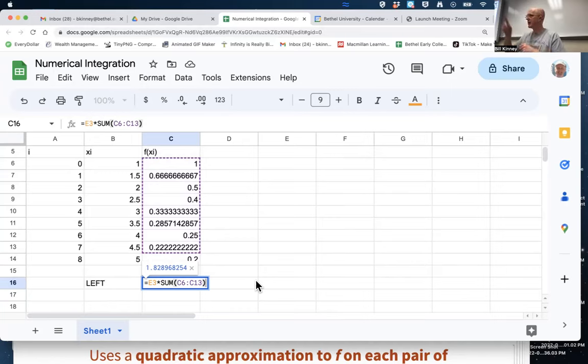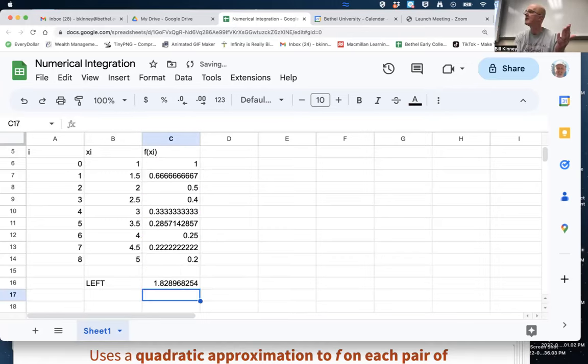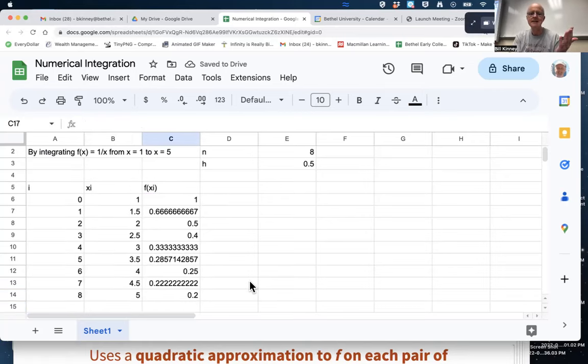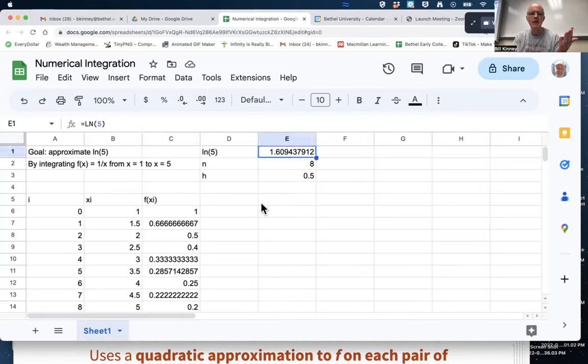This is a decreasing function, right? 1 over x. These rectangles, if you can imagine in your mind, are going to be above the curve because it's decreasing. It's going to give us an over approximation to the natural log of 5. Error is going to be too big. So you can see we get 1.828968. Yep, that's too big.